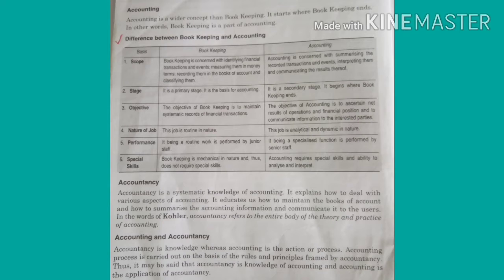Whereas accounting is concerned with summarizing the transactions and events, interpreting them, and communicating them to various users. Next, it is the secondary stage. Bookkeeping is the primary stage and accounting is the secondary stage. It begins where bookkeeping ends. The objective of bookkeeping is to maintain systematic records of financial transactions, whereas the objective of accounting is to ascertain the net results of operations and financial position, and then that information is given to interested parties.